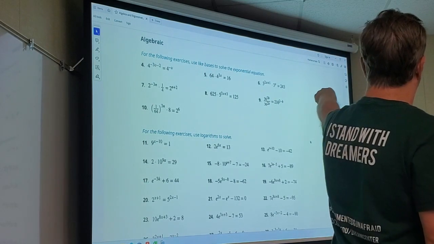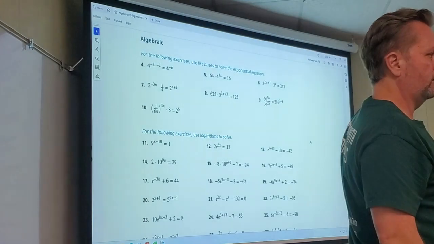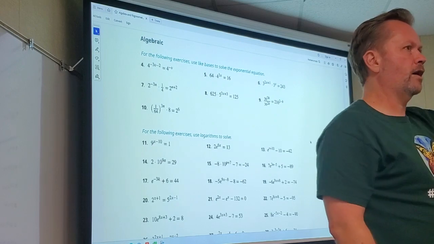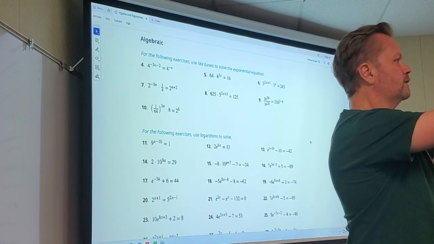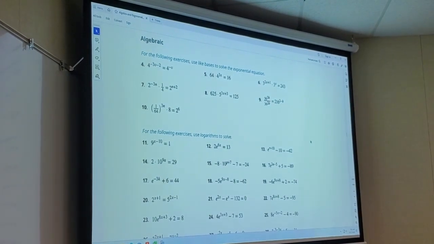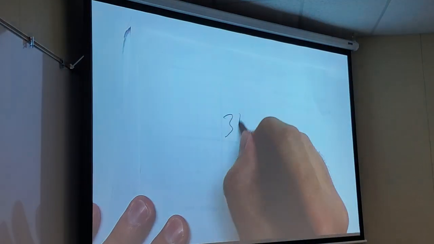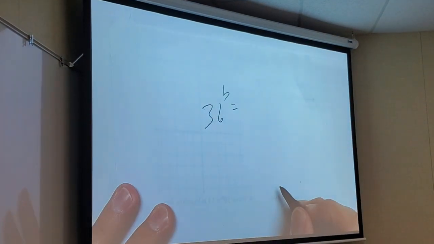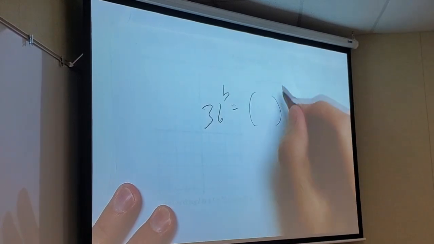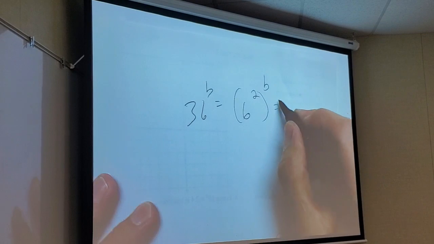So number 9 is exactly like number 6, but they're just dividing instead of multiplying. So you don't add your powers, you subtract them. And then you have these bases that you can rewrite. So real quick, if I have 36 to the b, how do I write that with a base of 6? Well, what is 36 in base 6? 6 squared. So what is this?